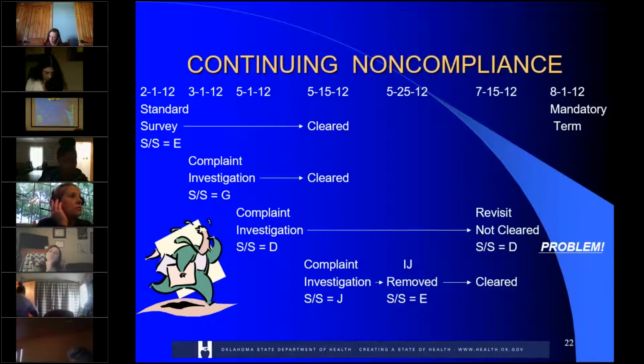But this is when you run up to that mandatory term date. So be on top of knowing when your cycle started and when your mandatory termination date is, so you can try to get all the wagons in a circle and get them corrected as quickly as possible. And keep them that way so you don't have more complaints that you're going to have to worry about if they do get called in.